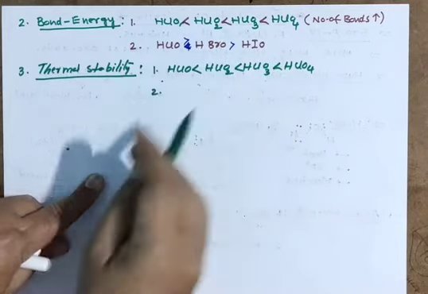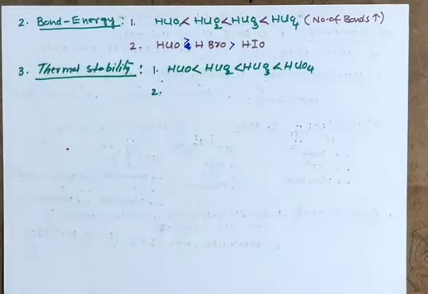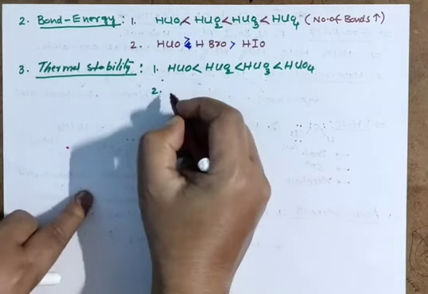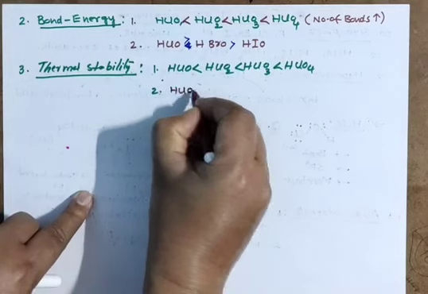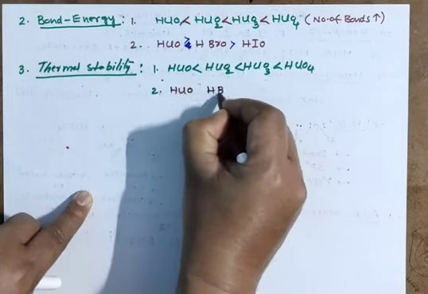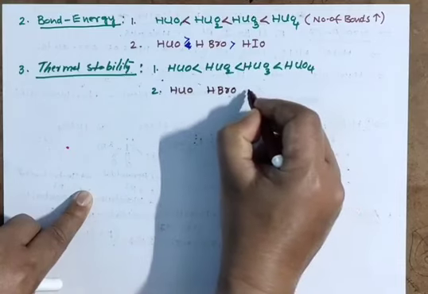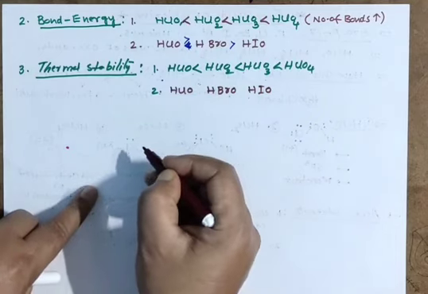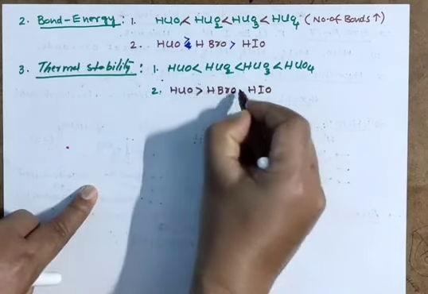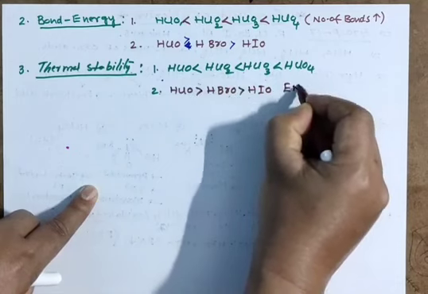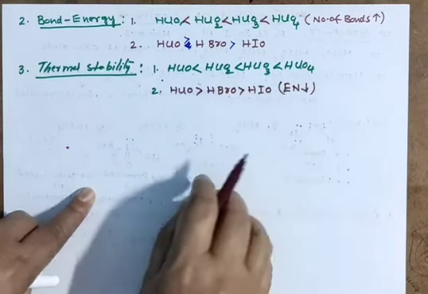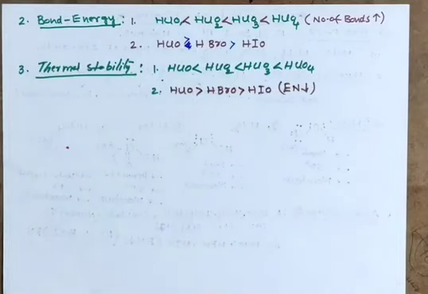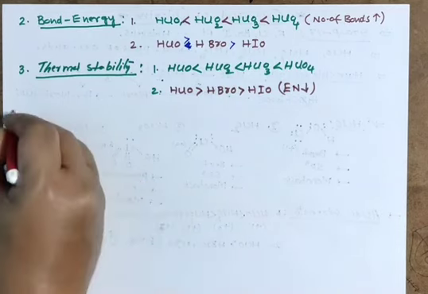Go for a different central atom. If I take a different central atom, for example HClO, HBrO, HIO, now thermal stability is going to decrease due to decreasing electronegativity. So when the same central atom is there, one trend. When a different central atom is there, another trend.